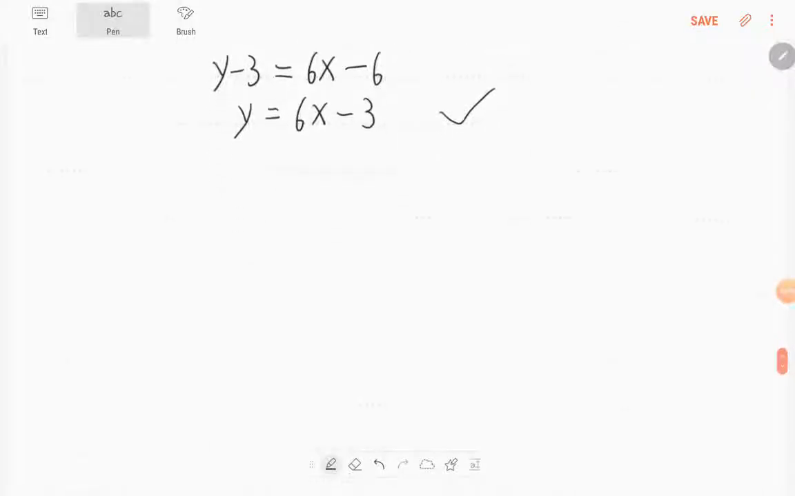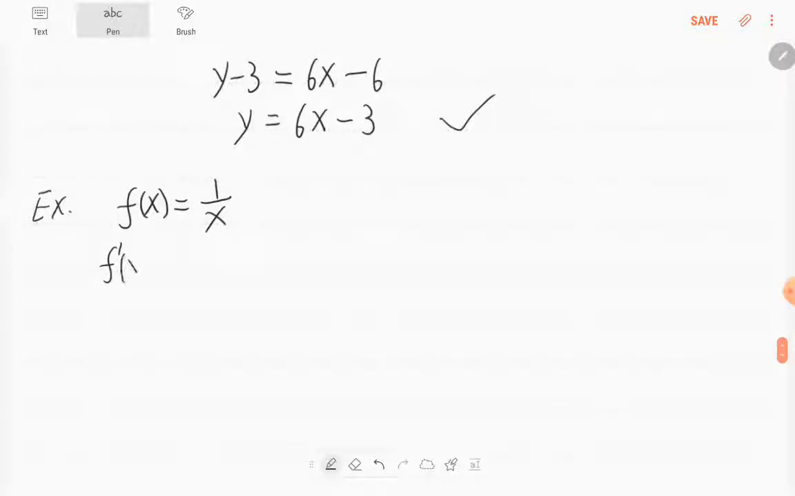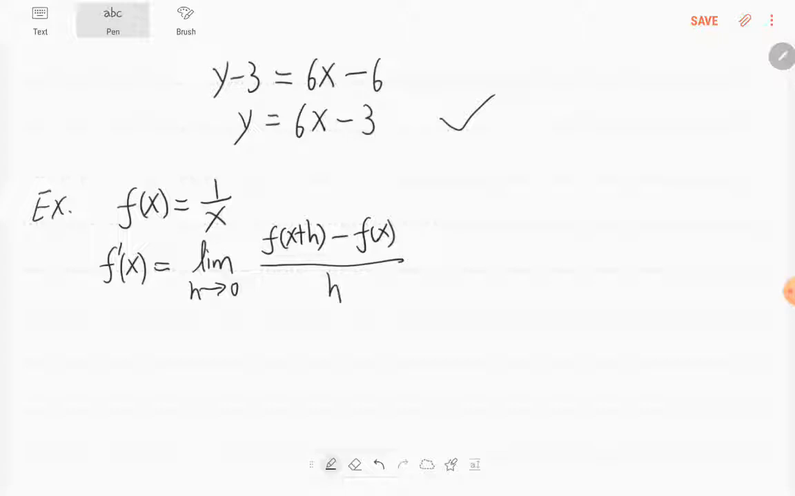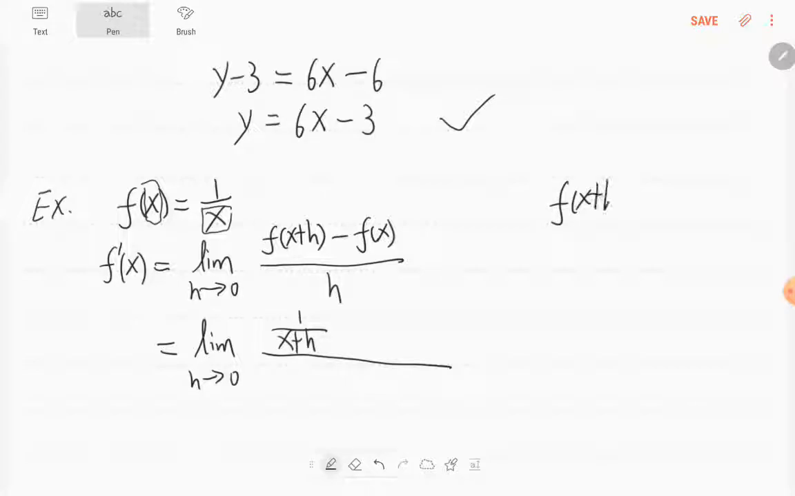So now let's look at another example. If f of x equals 1 over x, what is the derivative of this f at any point x? So we use the limit definition, or limit process. With h approaching 0, f of x plus h minus f of x over h, right? So what is f of x plus h? You replace the position of x with x plus h, so it becomes 1 over x plus h.